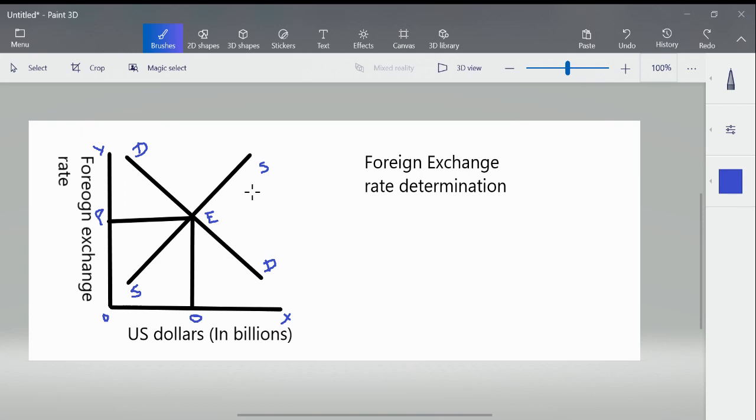The demand and supply here are market demand and market supply, that is, the aggregate demand for US dollars and the aggregate supply of US dollars. Once the aggregate demand curve and aggregate supply curve of foreign dollars intersect, we get the equilibrium, and from the equilibrium the equilibrium quantity and the equilibrium price are determined.